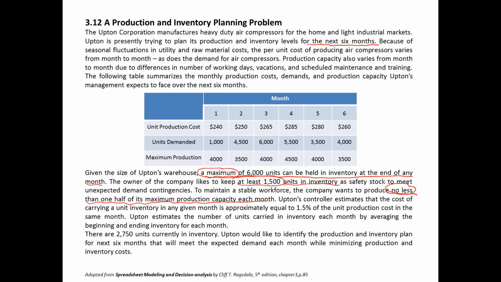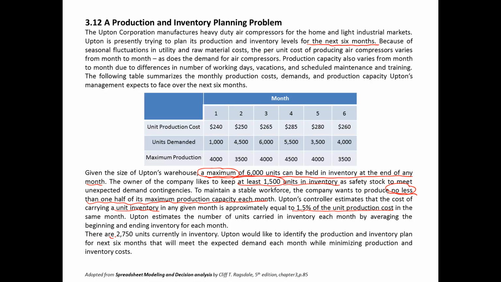Okay, no less than. Upton's controller estimates that the cost of carrying a unit inventory in any given month is approximately equal to 1.5% of the unit production cost. So that's the inventory cost. Upton estimates the number of units carried in inventory each month by averaging the beginning and ending inventory for each month. So that's telling us how to calculate the average inventory, and then the inventory cost.